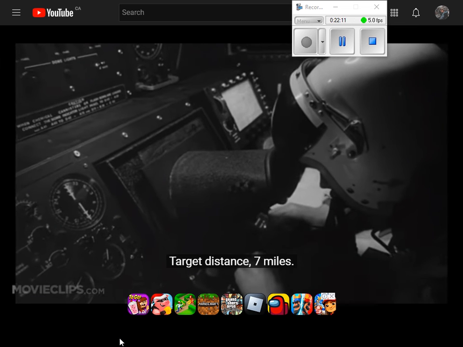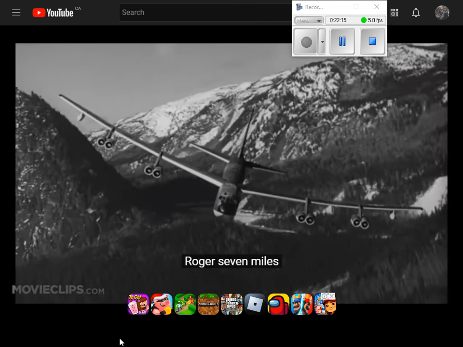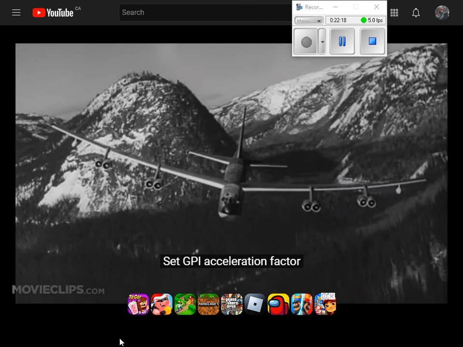Target distance 7 miles. Correct track indicator -7. Roger, 7 miles. Track GPI.